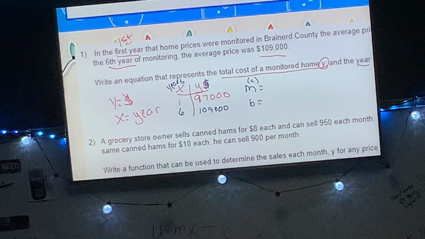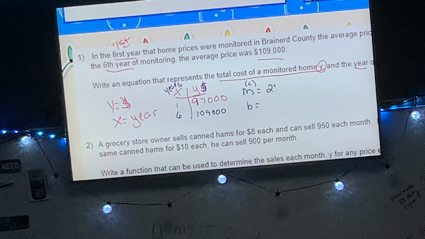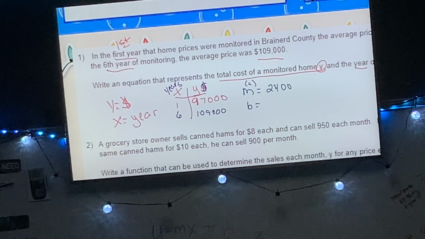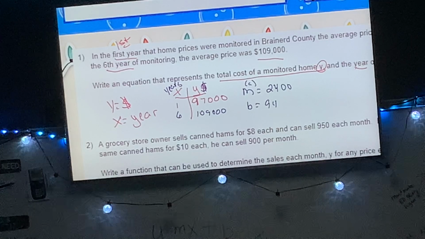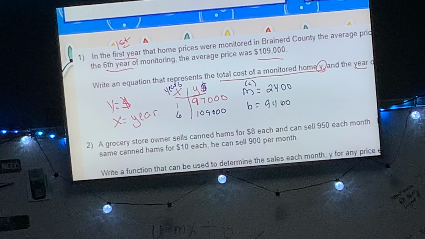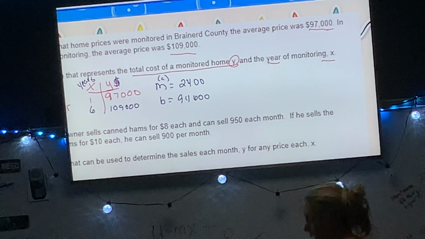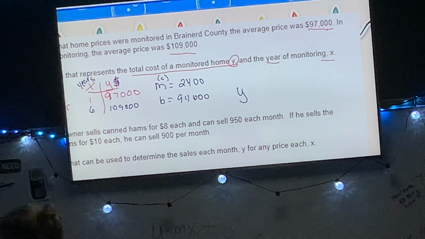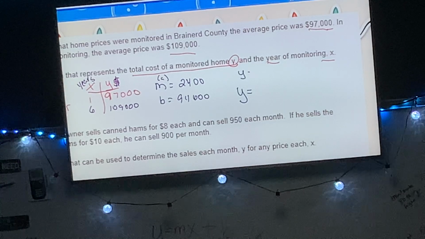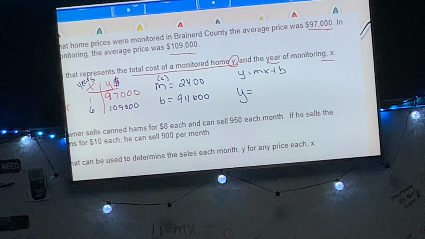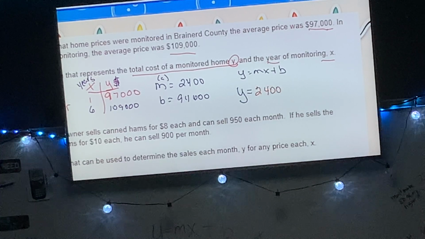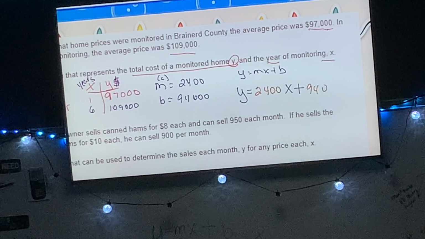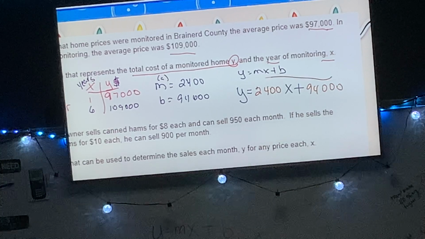So what was your slope? 2,400. Perfect. 2,400. What was your y-intercept? 94,600. Perfect. So I need to write that as an equation. So it's y equals, remember our equations, y equals mx plus b. So we just put the m in the m and the b in the b. And there's my answer.